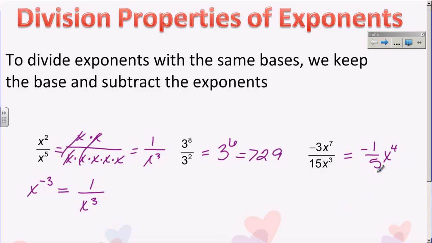If you want to write this in a simpler form, you could also put the x to the 4th up top. So you have negative 1 x to the 4th over 5. These are the same thing. If you want to leave it like this, it's totally okay with me. If you want to switch it to this, that's totally okay with me too. They mean the same thing. All right?